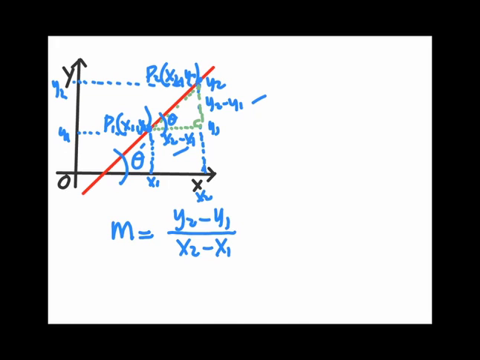Again, y2 minus y1 being the opposite side of the angle theta, while x2 minus x1 being the adjacent side of this right triangle with reference to the angle theta. We can then write the slope as m is equal to tangent theta.